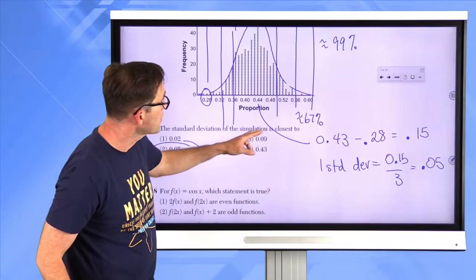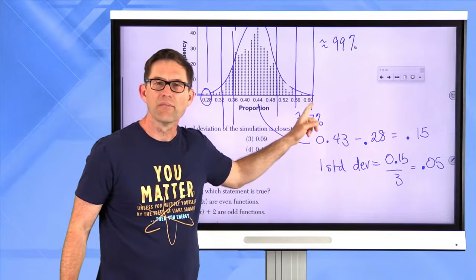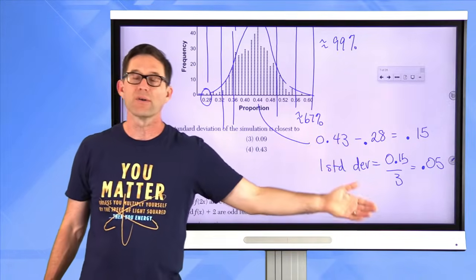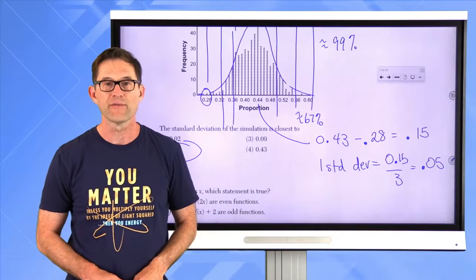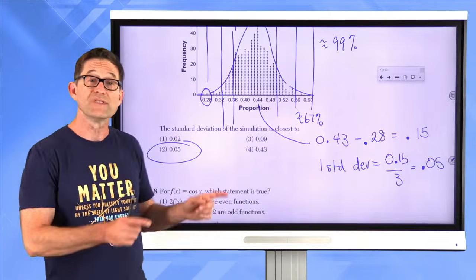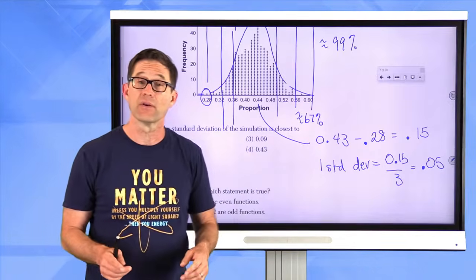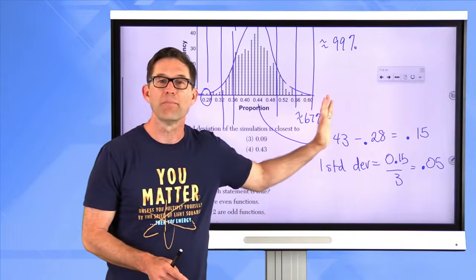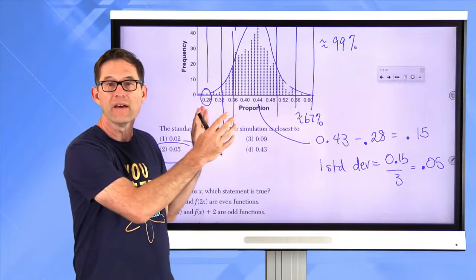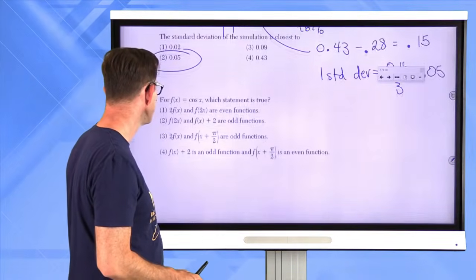All right, and you could have done it with the upper one. In other words, you could have said, well, let me do maybe 0.57 minus 0.28, or maybe 0.60 minus 0.28, and then divided by 3, and you would also get right around 0.05. You could also do it the other way around, which is take your mean and add 3 times the standard deviation and subtract 3 times the standard deviation and see which one of them puts a box closest around the data. But if you take half the width of the data and you divide by 3, you should have a good approximation of the standard deviation.